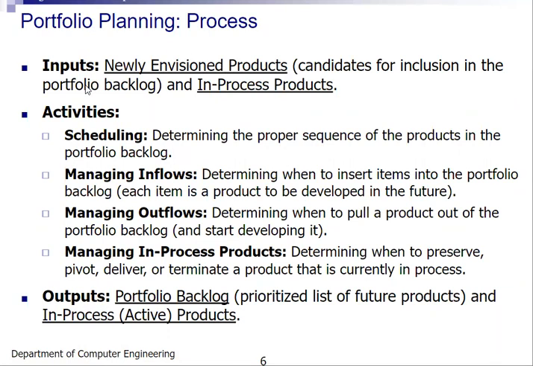Input क्या होता है portfolio planning के लिए? तो newly envisioned products. So जो भी नया, you can imagine you are an industry, you have to assume yourself as an industry, software industry, and the new project is coming to your door. So customer is coming to your place for development. So that is newly envisioned product. So you have to decide its vision and the product backlog, right? For inclusion in portfolio backlog and in process products, right?